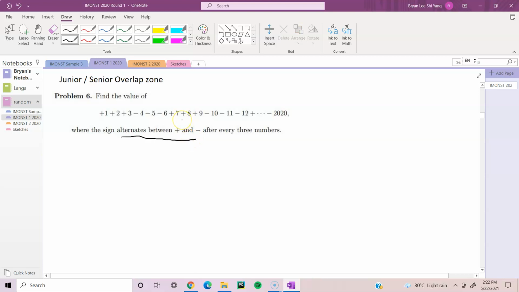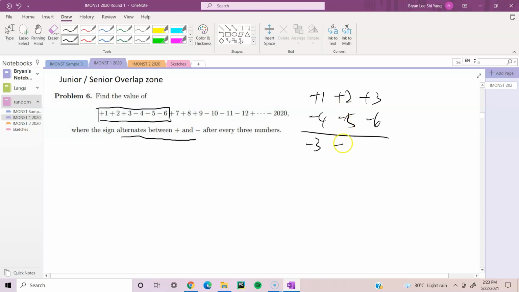Now, since we know that the signs alternate after every 3 numbers, we can make a 6 numbers per period thing. So let's just examine plus 1, plus 2, plus 3, minus 4, minus 5, minus 6 first. We see that plus 1 and minus 4 give us a negative 3, and then plus 2 minus 5 gives us also a negative 3, plus 3 minus 6 gives us a negative 3. So these 6 numbers will give us a negative 9.